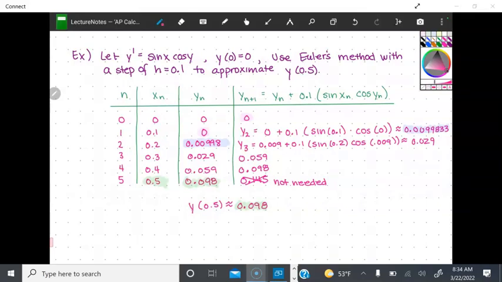Any questions? I'm going to show you an even quicker way that the calculator can do all this work for you. What? This was pretty quick. But no, it gets better.